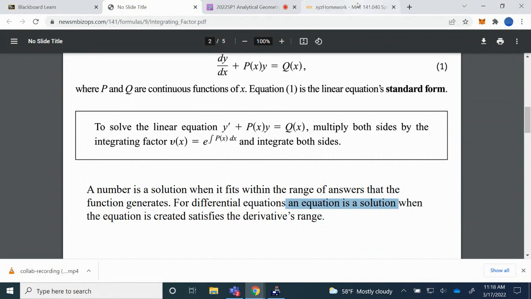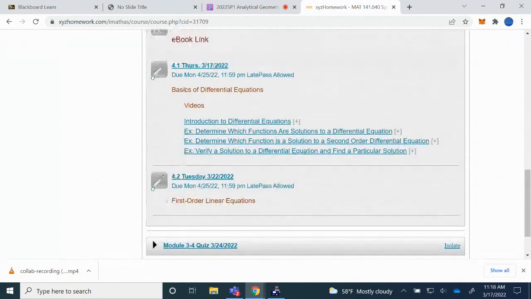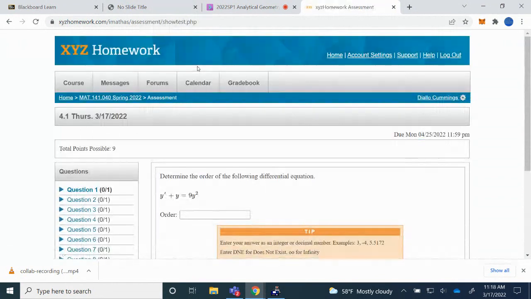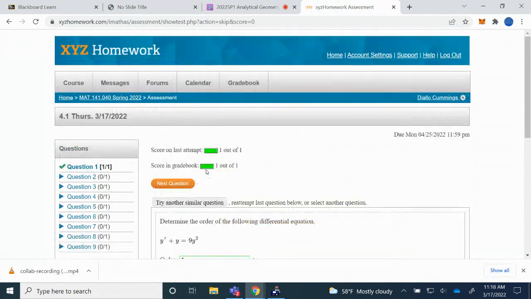All right, so I'm going to pull up module 4. If we take a look at the first couple of problems, they want us to determine the order for the following differential equations. The order is dependent upon the derivative. So since this has y prime plus y is equal to 9y squared, and this is the first derivative, the order here would simply be 1.